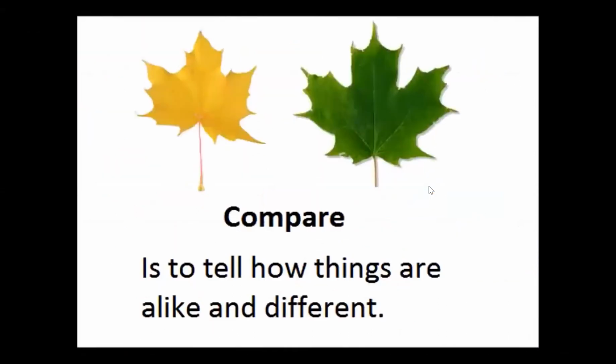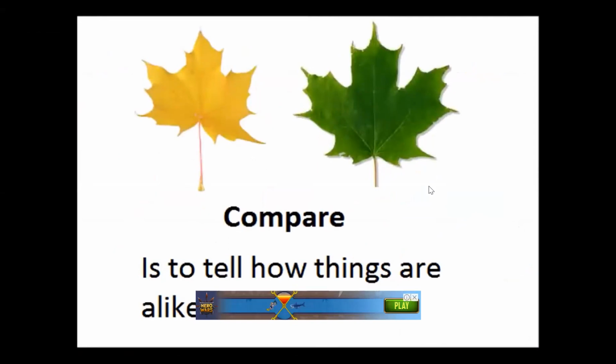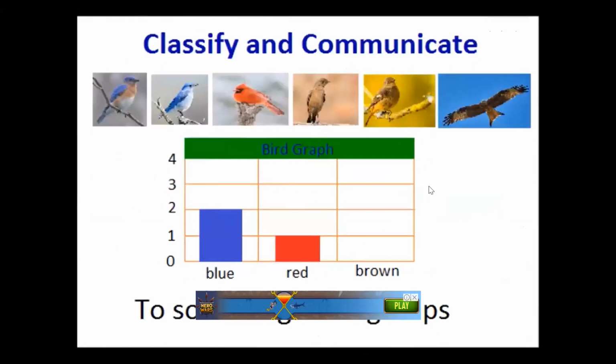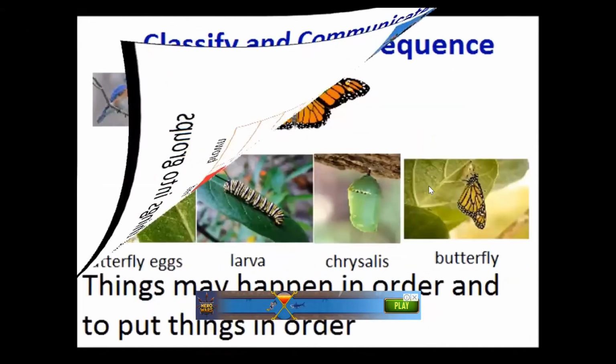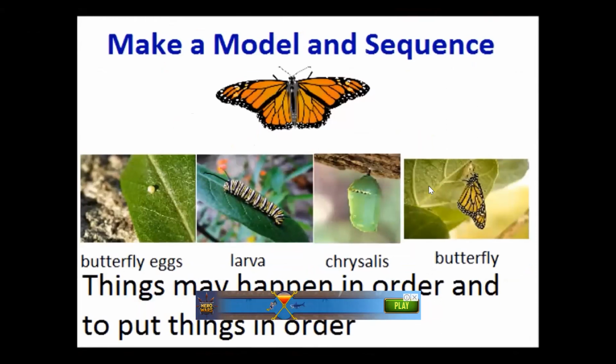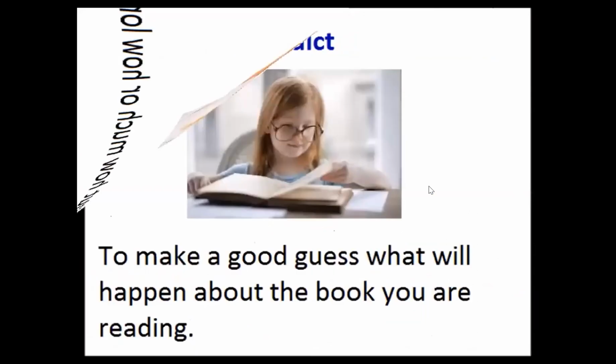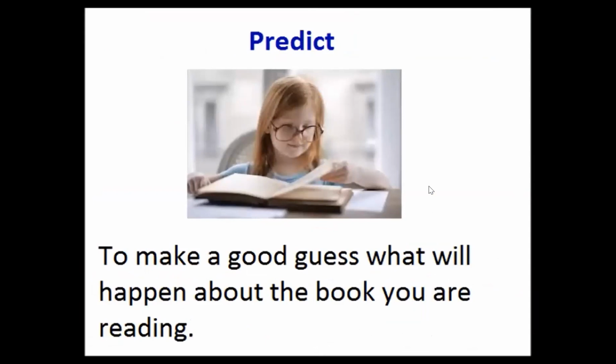Compare is to tell how things are alike and different. Observe using your senses. Classify and communicate. To sort things into groups. There are 2 bluebirds, 1 red bird, and 3 brown birds. Make a model and sequence. Things may happen in order, and to put things in order. A model of a butterfly. First, there's a butterfly egg, then turns into a larva, then turns into a chrysalis, then turns into a butterfly. Measure to find out how much or how long. Predict to make a good guess what will happen about the book you are reading.